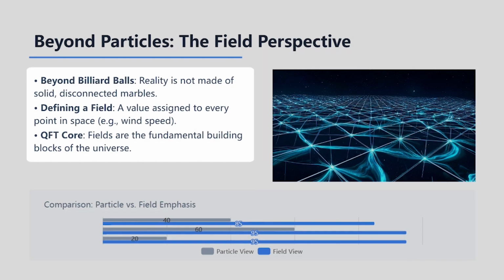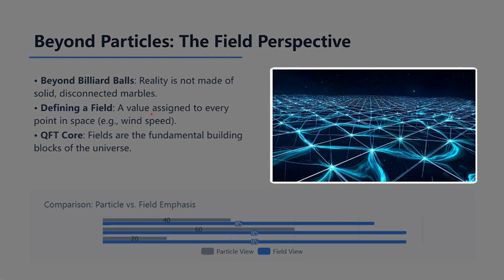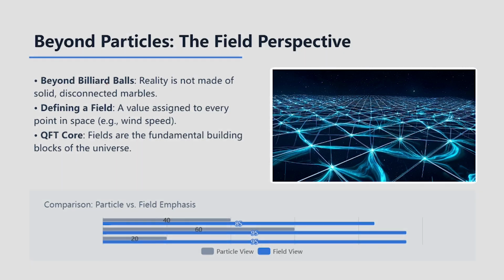Think of a field like the temperature in this room or the wind speed outside. At every single point in space, there is a value assigned to it. It's not a single thing in one spot, it's everywhere. The core revelation of quantum field theory is that these fields aren't just mathematical abstractions. They are the fundamental building blocks of the universe. Everything you see is essentially an excitation of these underlying fields.